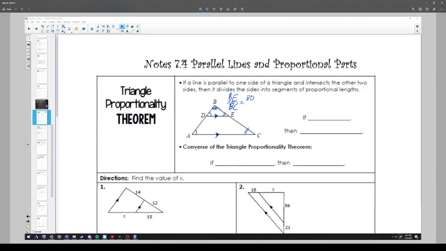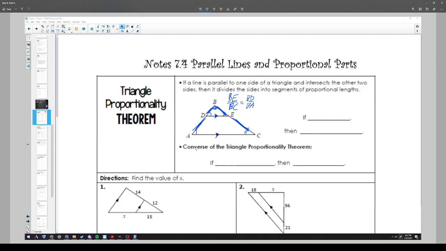We need the entire side of the triangle, or at least we did. And this is going to be BD is the short side over BA is the long side. So that's what we know from similar triangles. But what we're going to establish here with triangle proportionality theorem is that we don't need the entire side. We can actually just look at BE and EC and say that that ratio is proportional to BD over DA. So we don't actually need the entire length of that side.